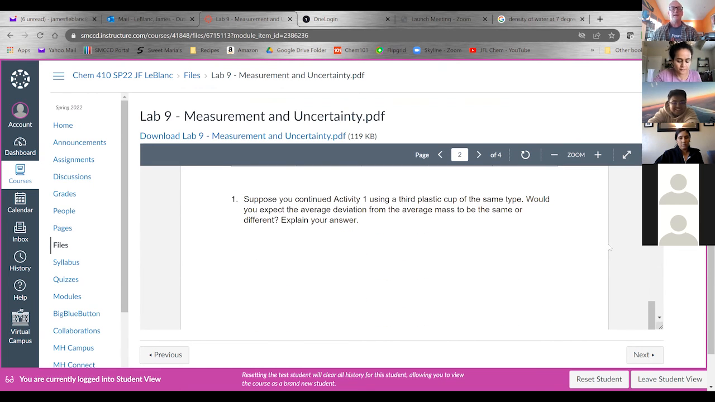Put your answers below. Not only do you have to give an answer, you have to explain your answer. That's the key. So, would you expect the average deviation if you did another cup from the same run? Would you get the same mass? Would you get a different mass? Would the deviation be the same? That sort of thing.